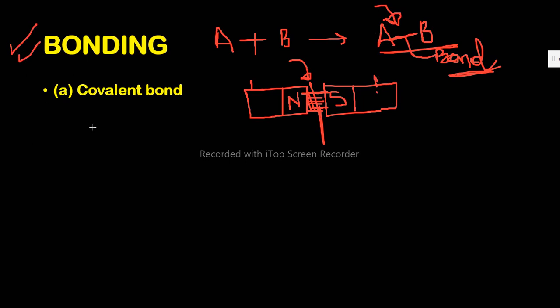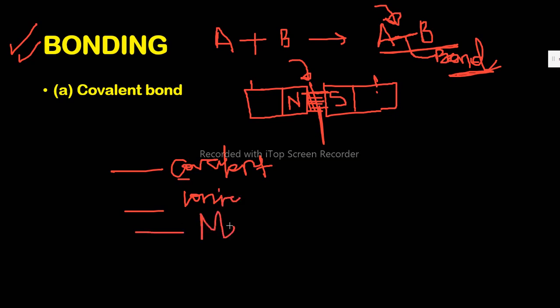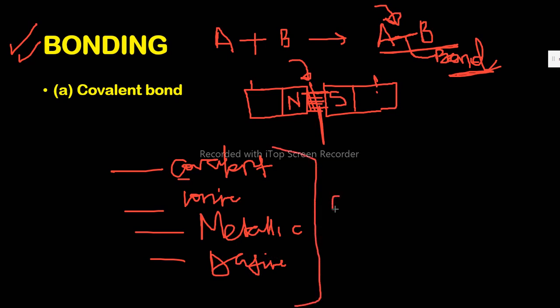bond. And we have the different types of bonds that are formed, depending on how a bond has been formed: covalent, ionic, metallic, and then we have the additive bond. Now these are bonds that are involved in formation of compounds.